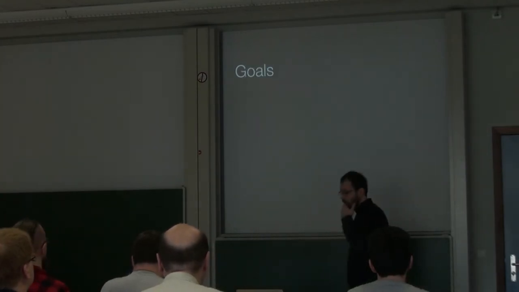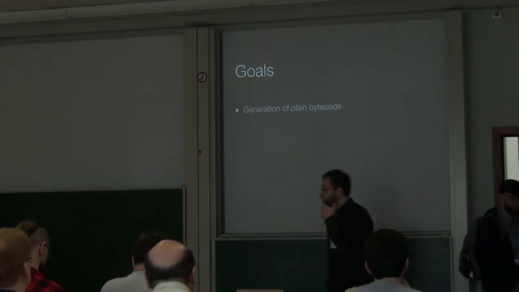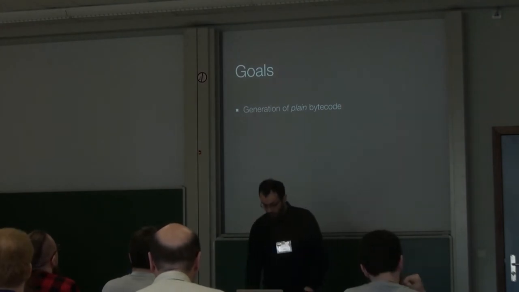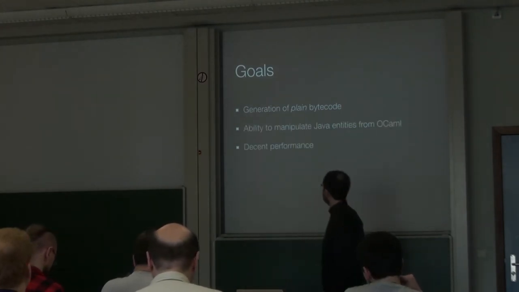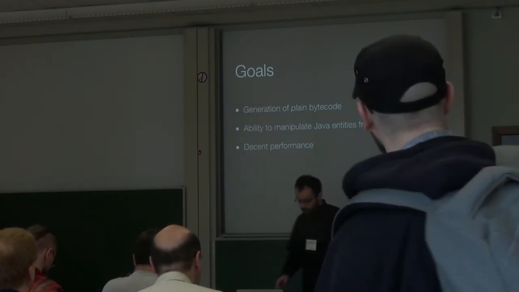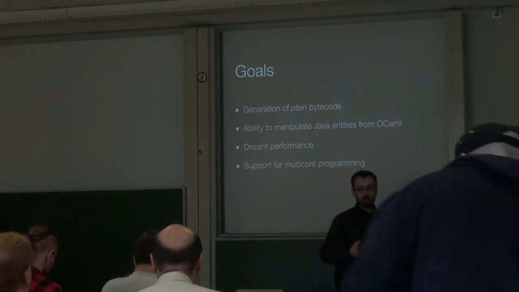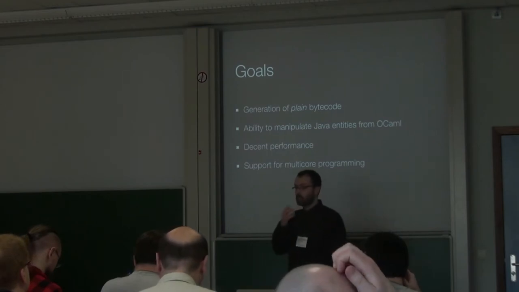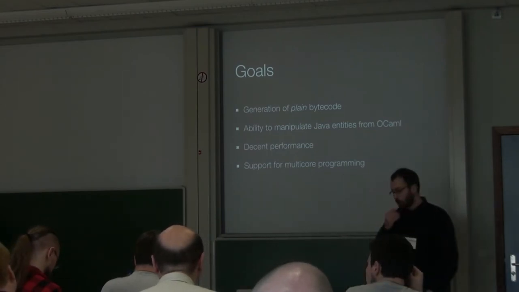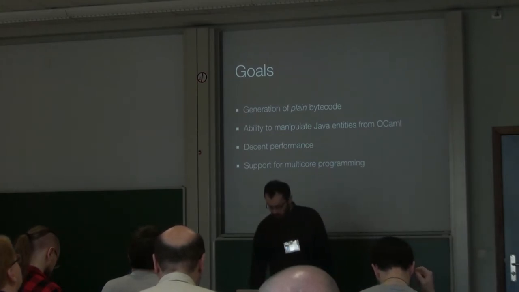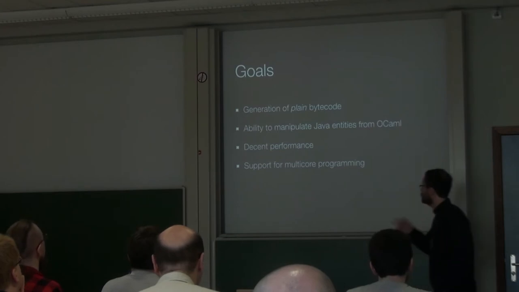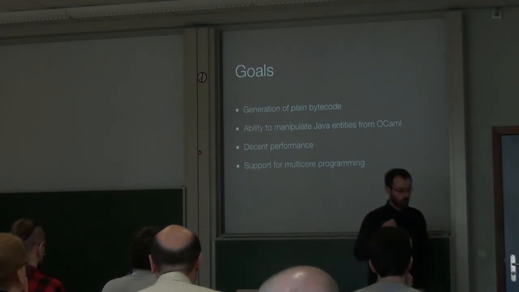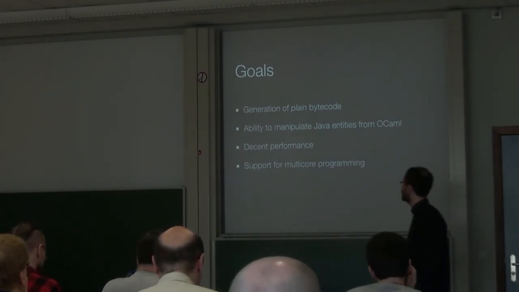So first, as the name suggests, OCaml-Java is basically a compiler for OCaml programs that generates Java bytecode. Most precisely, the objectives are to generate clean bytecode. It means no native interface whatsoever, and also avoiding costly things such as boxing and so on. Another very important goal is the ability to manipulate Java entities from OCaml sources. That means, of course, creating instances and calling methods on such instances.